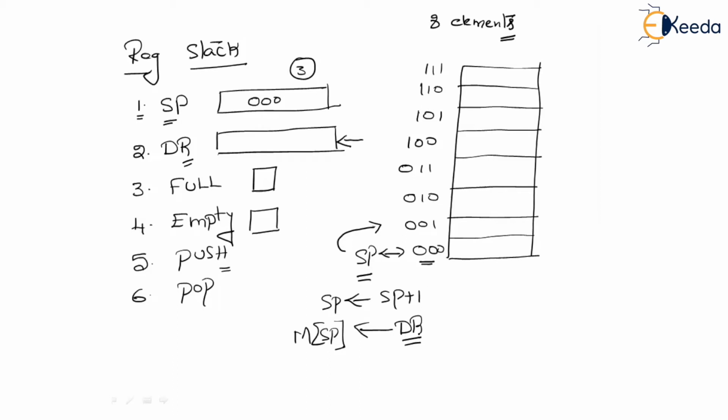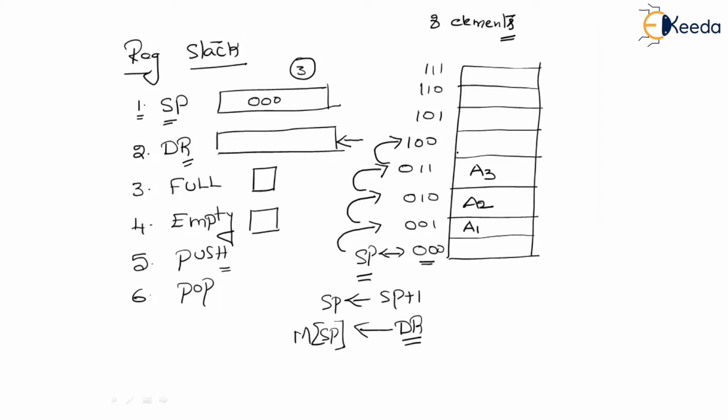Initially, the stack pointer is incremented, after which it becomes 001 from 000, after which we are going to push an element, and the data register contents will be moved. So let us say element 1, I will say A1, has been pushed. Now, one more element has to be pushed. Again, the stack pointer will get incremented, element 2 will get pushed. If you want to push one more element, the stack pointer will be incremented again, element 3 will get pushed.